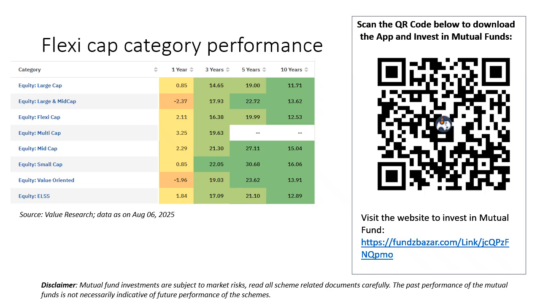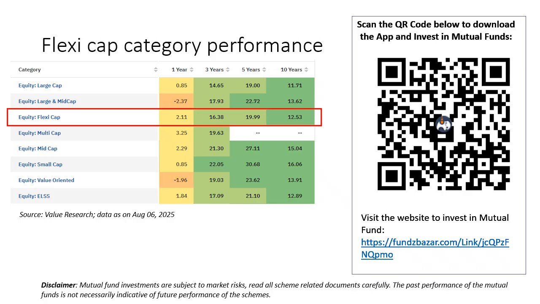So let us look at how flexi cap as a category has performed over the last 10 years. Now, these are various categories of the equity mutual funds. So there is large cap, large and mid cap, flexi cap, multi cap, mid cap, small cap, value oriented, ELSS. Likewise, there are many others. I only highlighted a few. If you look at the equity flexi cap performance, this category has delivered an average return of 12.53% over the last 10 years, right? And note that this is an annualized return, okay?